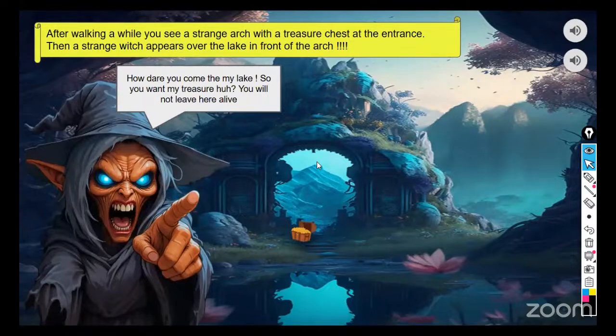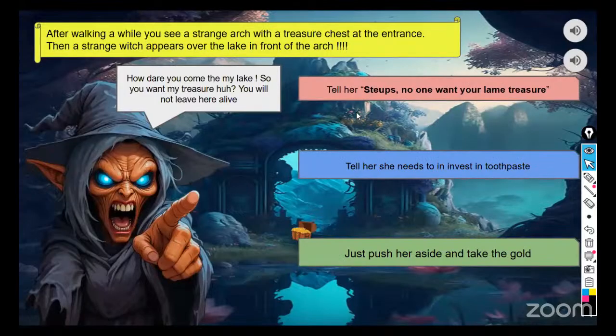So what should we do? Should we go for the treasure? Do we tell her nobody wants your lame treasure? Do we tell her she needs to use some toothpaste? Do we push her aside and take the gold? I'm gonna go with the toothpaste option because pushing people is rude.